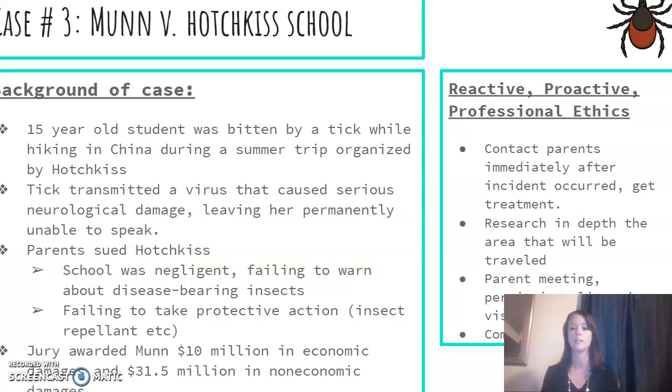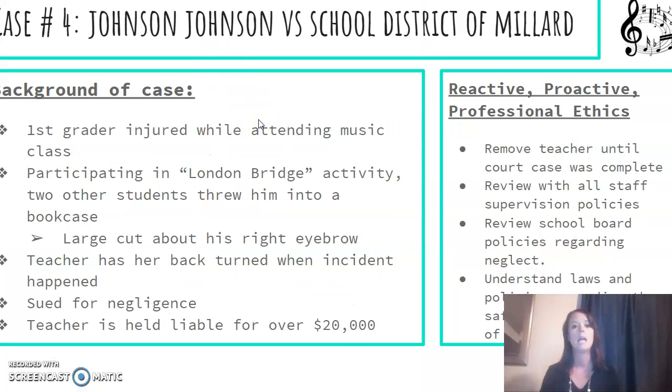So again, just going back to communication is key, following those district guidelines as far as permission slips and knowing what you need to know ahead of time when traveling with students. In case 4, this was Johnson & Johnson versus the School District of Millard. This is another one.